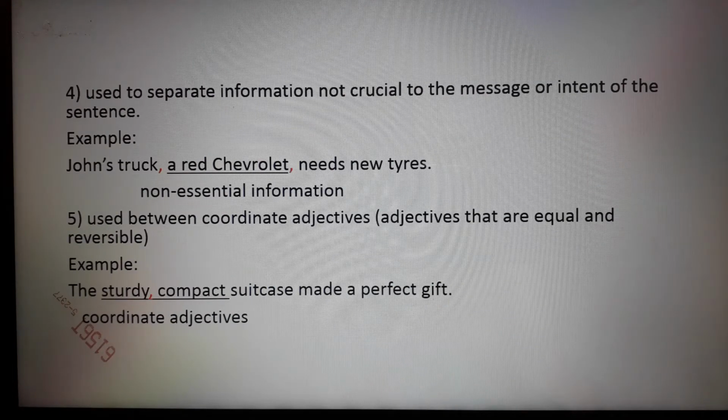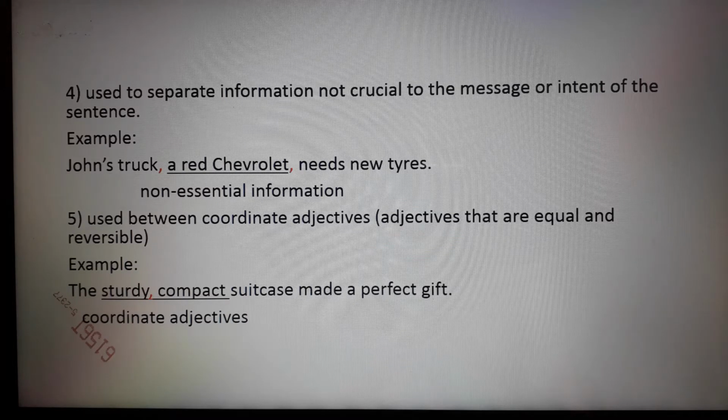The comma is also used to separate information not crucial to the message or intent of the sentence. The example is, John's truck, a red Chevrolet, needs new tires. So what you can see here between commas, a red Chevrolet, that is non-essential information. That is information that can be taken out of the sentence and the sentence makes perfect sense. So when you have information not crucial to the message or non-essential information, you need to write that information between commas.